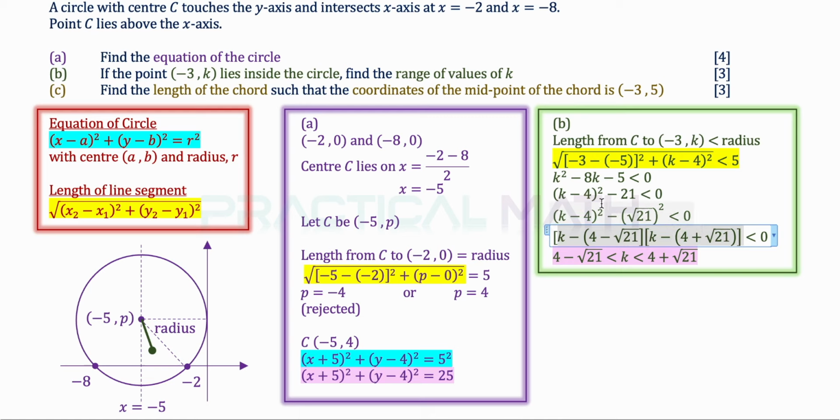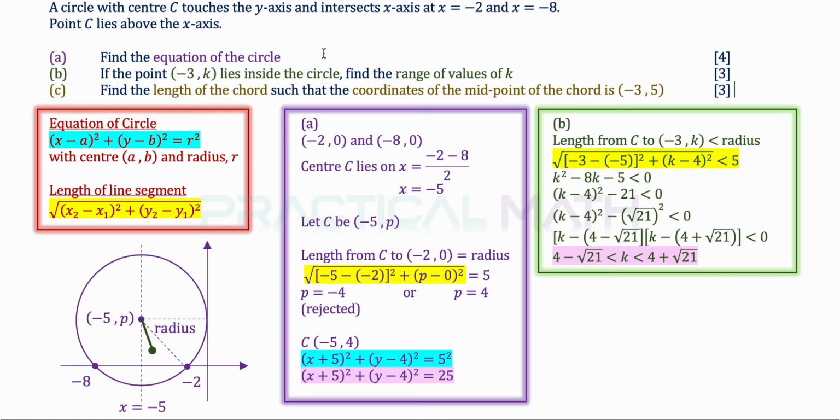Since this quadratic inequality of k squared is a positive k squared, that means it's a happy face and it's lesser than 0. So that means it is a one range, in between the smaller number and the bigger number, not inclusive. And that's your answer for part B. K is in between 4 minus root 21 and 4 plus root 21, not inclusive.